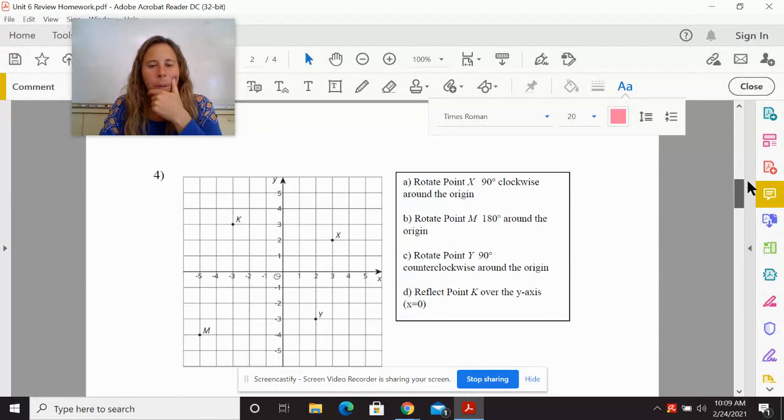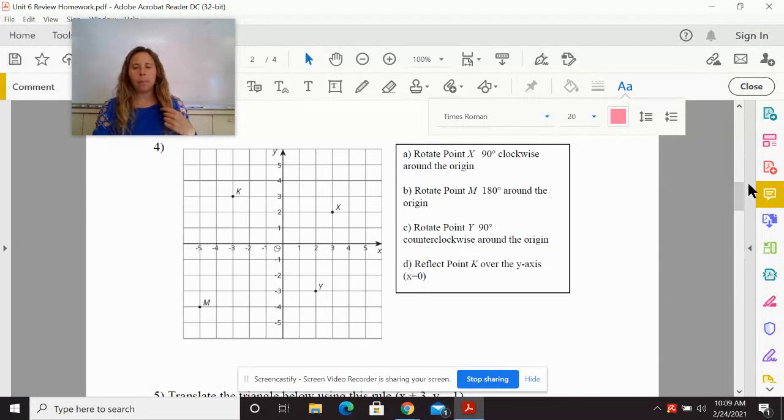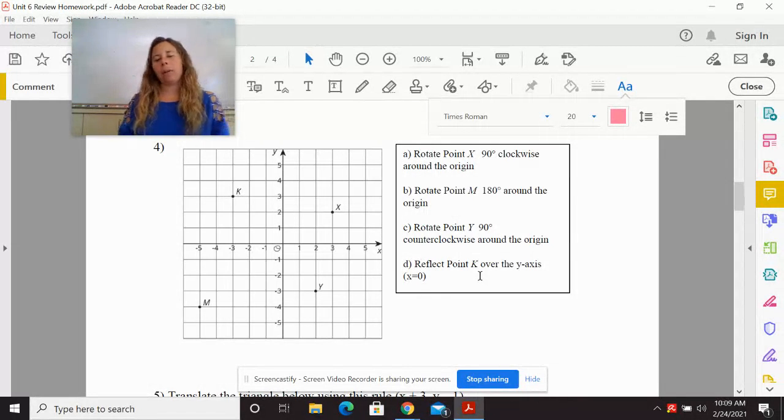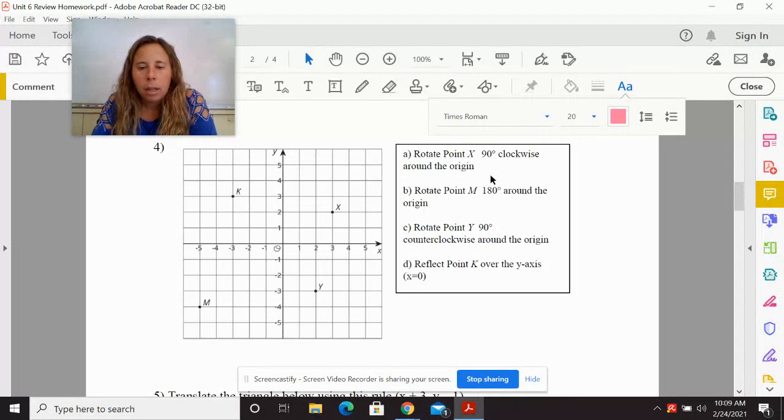Number 3, number 4. Okay, number 4, you're rotating around the origin. Oh, I guess D we're reflecting over the y-axis. Okay, A through C we're rotating around the origin. So first we're going to rotate point X 90 degrees clockwise around the origin. So try it first. So pause me and try it.